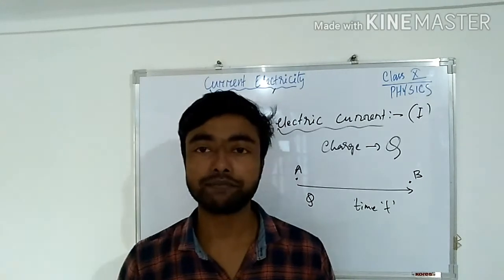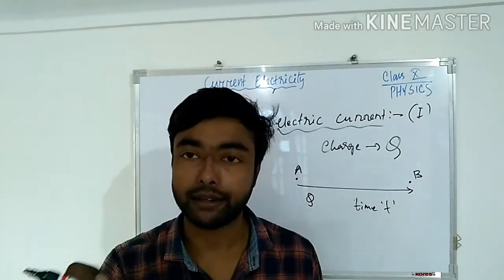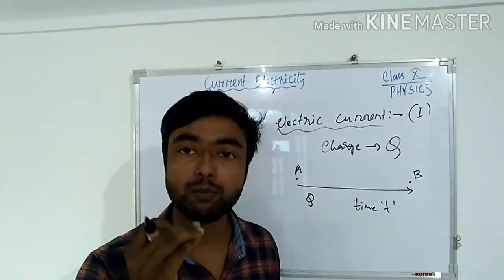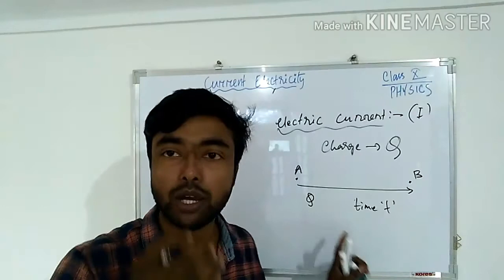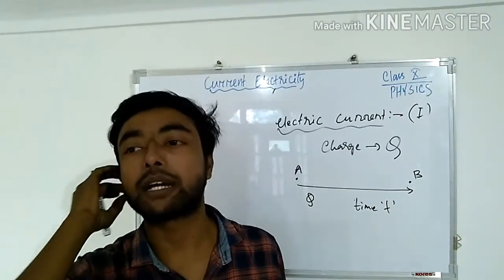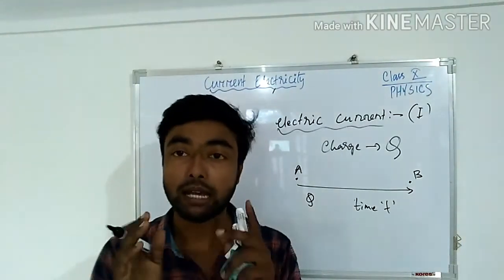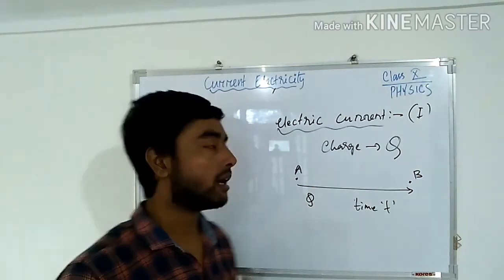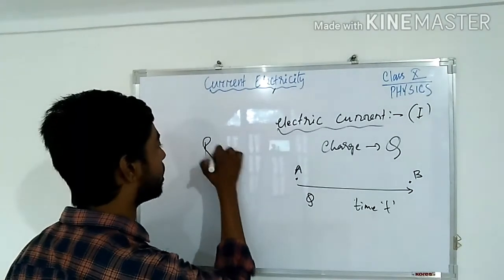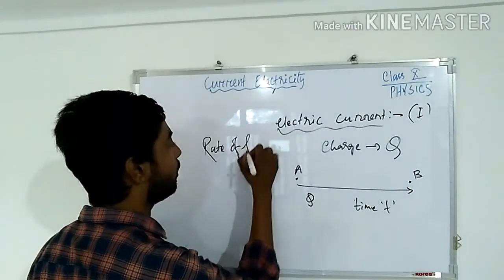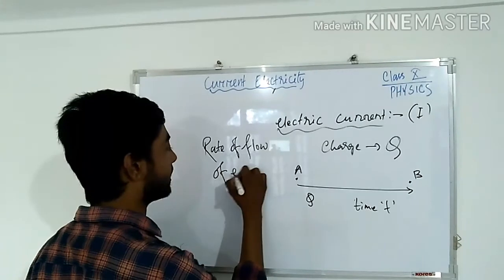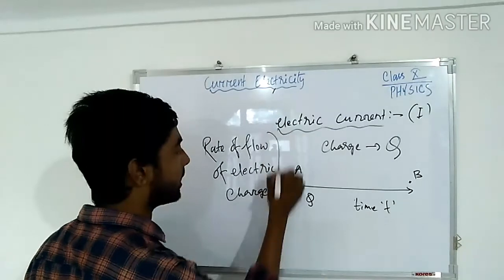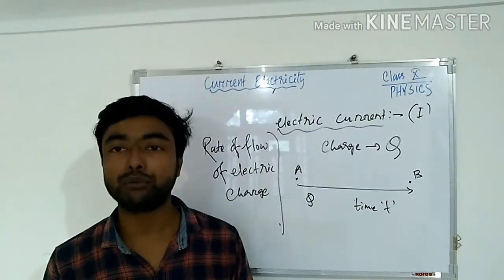So you see, electric current will be here. Why? Because the charges move here, that's why we can say that we will be having electric current from A to B. Now the thing is, how will you define electric current? Electric current is defined as the rate of flow of electric charge. Electric current is what? The rate of flow of electric charge.